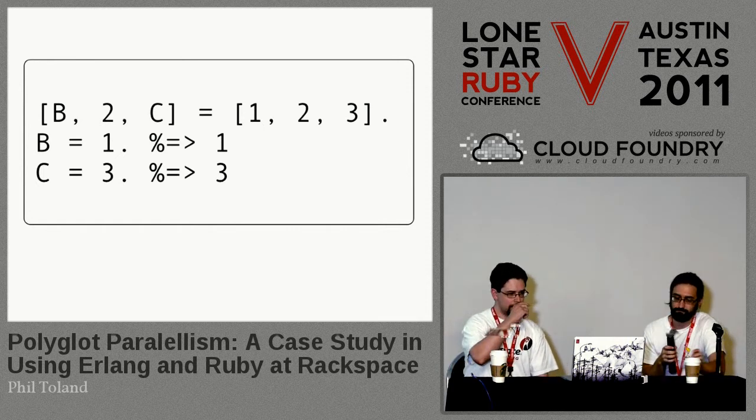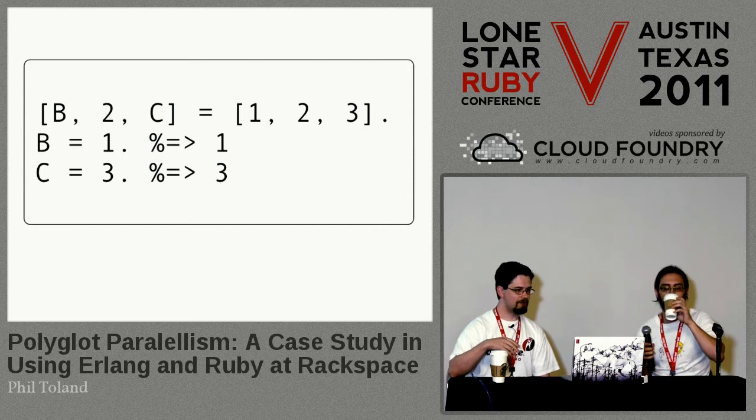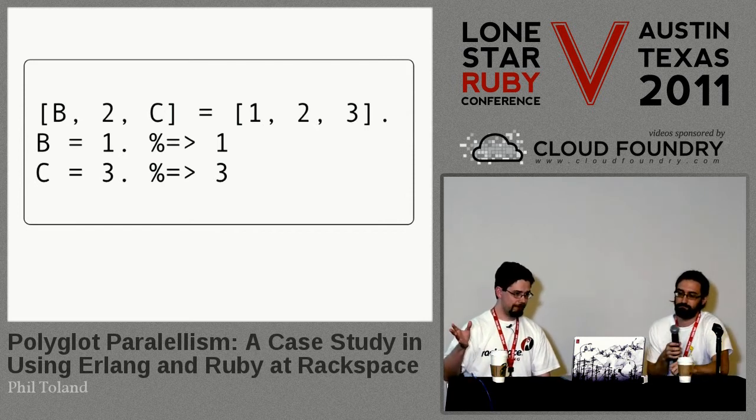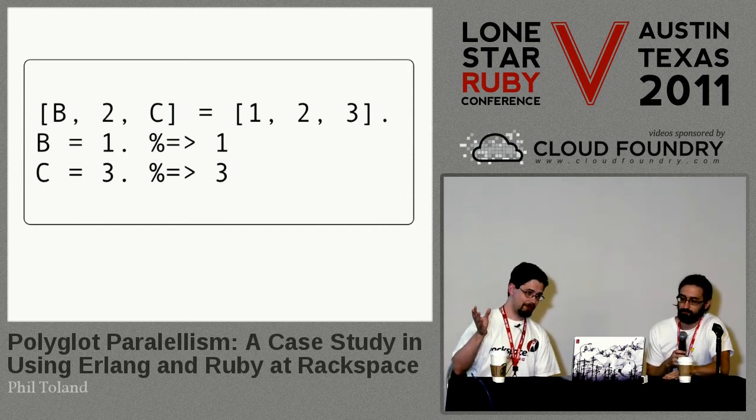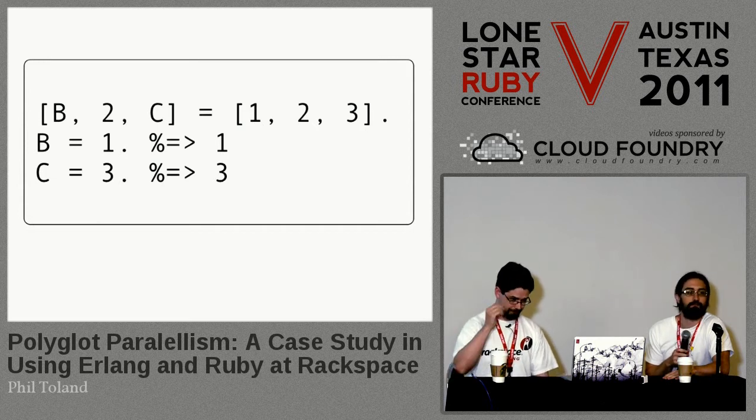And in this example, we assign a list of 3 numbers, 1, 2, 3, to another list that has 2 variables and a literal.